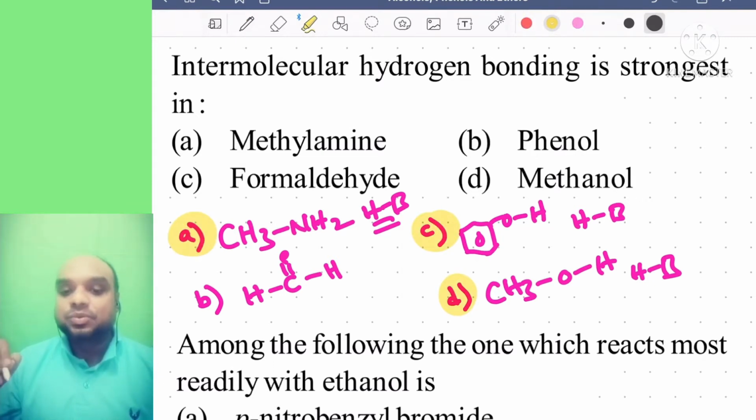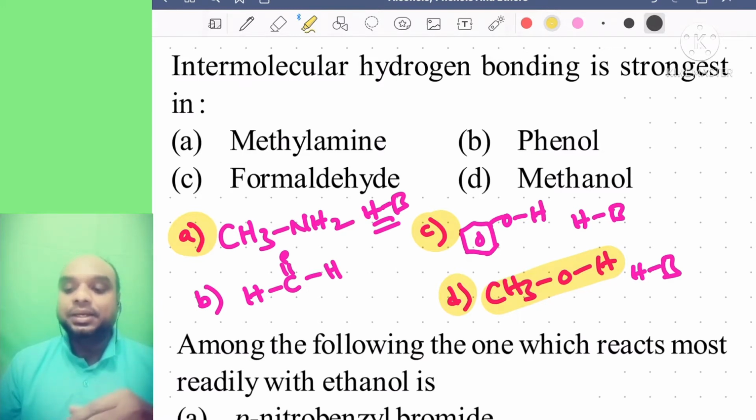But here the question is: in which is the intermolecular hydrogen bond strongest? So which one do we have to take? What is the D option? Comparatively, nitrogen and oxygen can form strong hydrogen bonds, so maybe the answer is C and D.